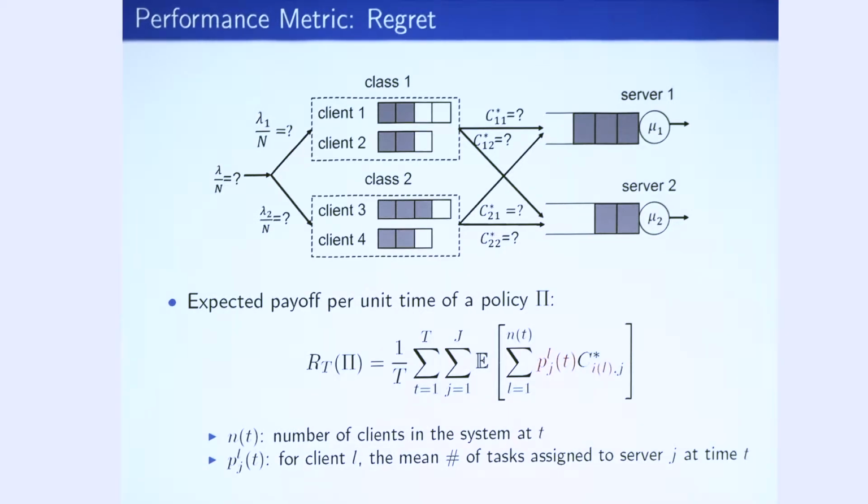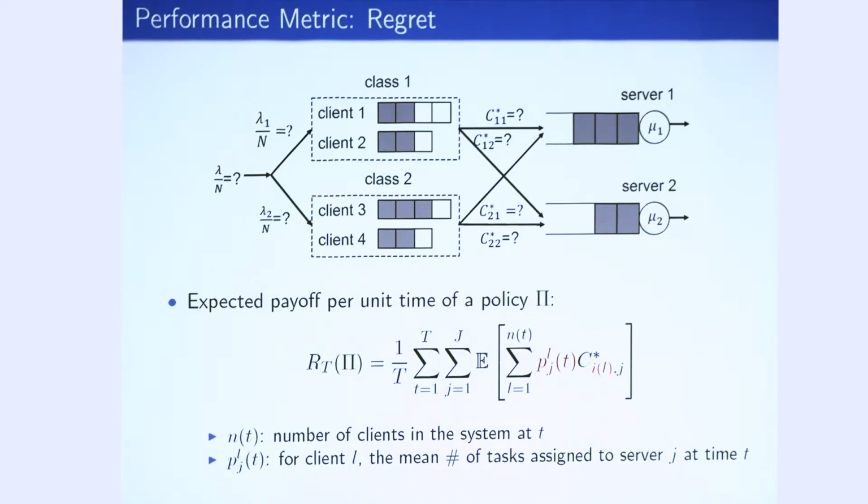To define a performance metric, let's look at an online policy pi and define the expected payoff of this policy pi at a given time horizon capital T. Suppose there are N_T clients in the system at time T. P_{LJT} here, again an awkward notation, corresponds to the mean number of tasks that we are going to assign from client L to server J at time T. Then you multiply by the true payoff C star. Okay, so that is the payoff that you can get according to this online policy.